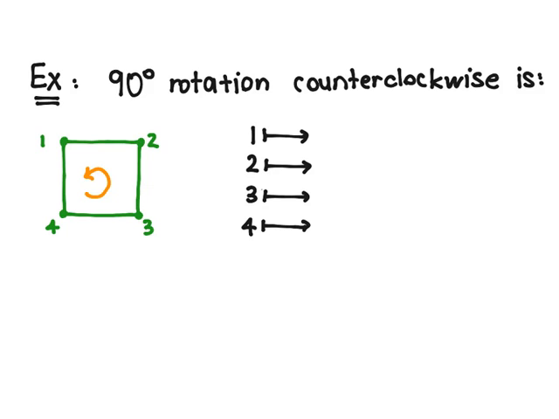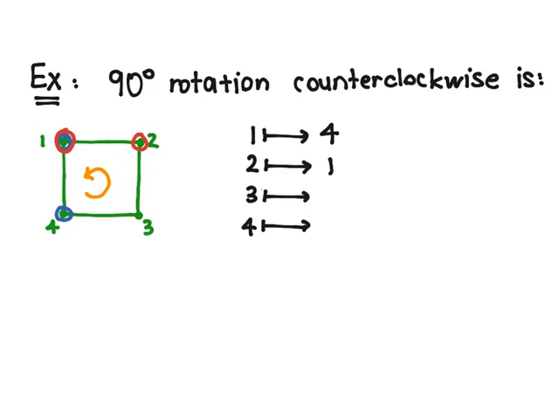Let's say I want to describe for you the symmetry, which is 90-degree rotation counterclockwise. Then I'm going to keep track of where each vertex goes. So for instance, if I look at the vertex 1, after I rotate the square by 90 degrees counterclockwise, that vertex 1 winds up right here. So it winds up at the spot that used to be vertex 4. If I look at vertex 2, then when I rotate 90 degrees counterclockwise, it winds up here, which is the spot that used to be vertex 1.